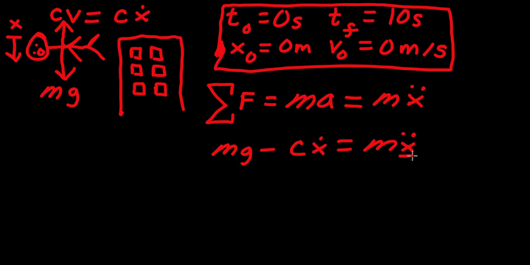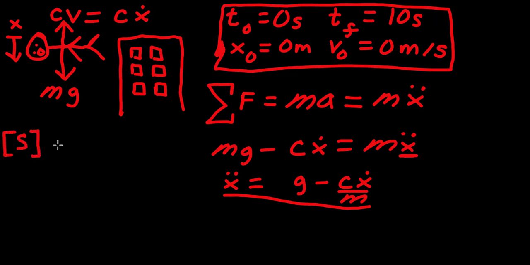And I'm going to go ahead and isolate the highest order derivative here. We see we have a second order differential equation. I'm going to isolate the highest order derivative because we'll have to do that in the end anyway. So x double dot is going to be equal to g minus c x dot over m. So this is another important guy. And now let's go ahead and deal with our state vector.